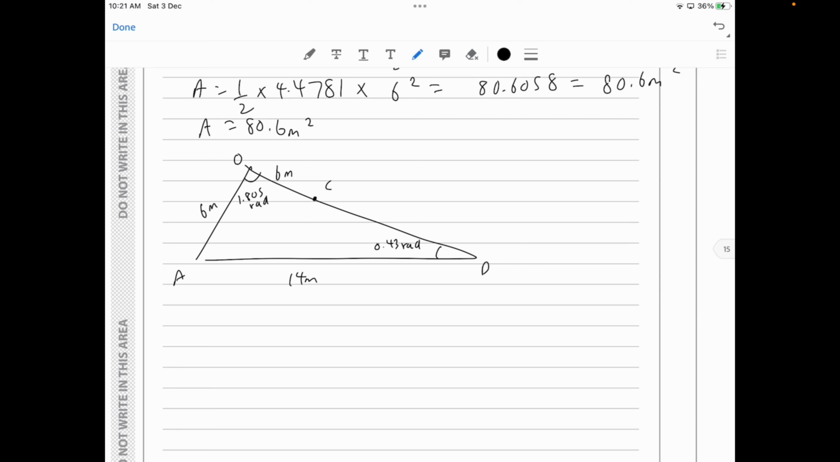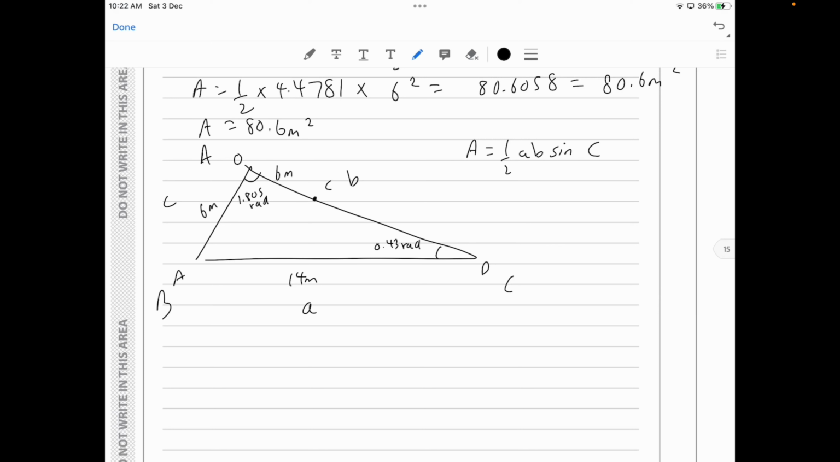Now what we have to do is, area is equivalent to half ab sine C. So if we write the notation again, this is a, this is b, and this is c. You can use any notation you like. So we have to find out what a and b are. We know a, and we have to find out what b is. Indirectly, we have to find out what OAD is, that angle over there.